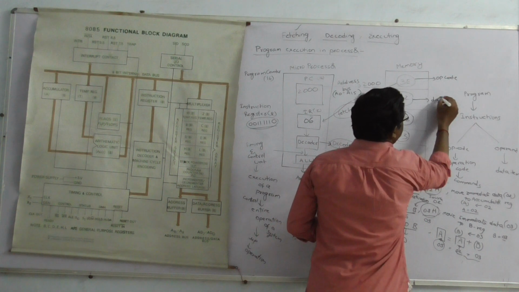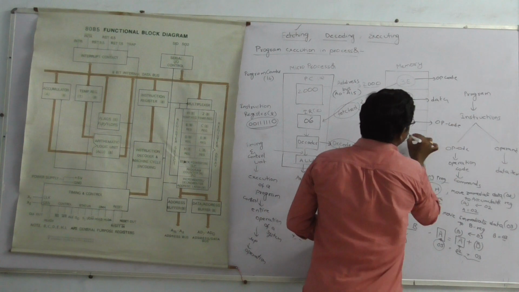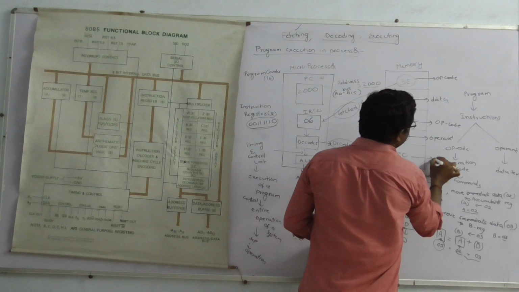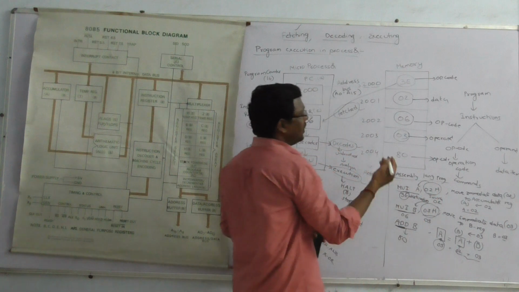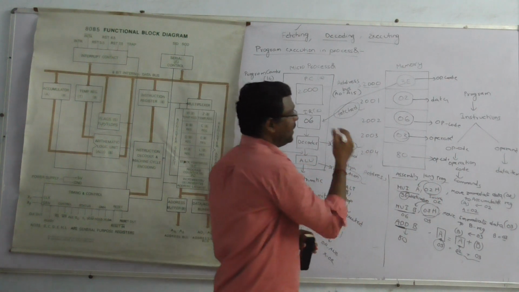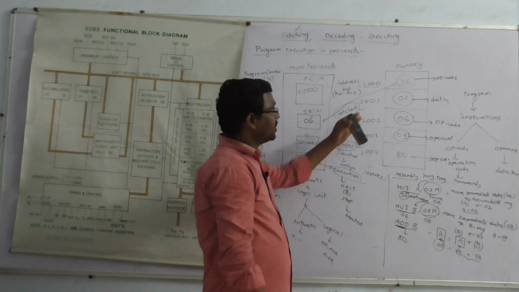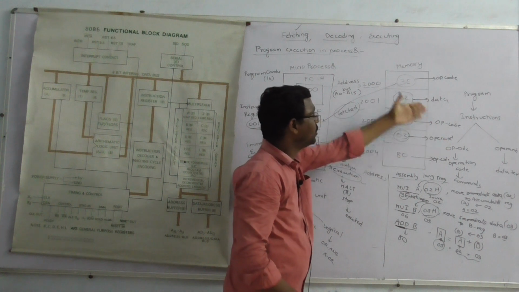This is the 3E opcode, 02 data, 06 opcode, 03 operand, 80 opcode. The opcode and operand or data are stored in memory. What is stored in memory? Instructions. An instruction consists of an opcode and operands.